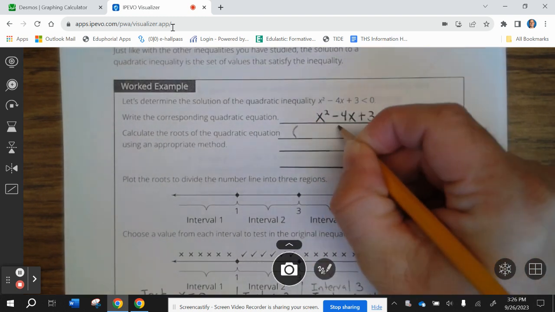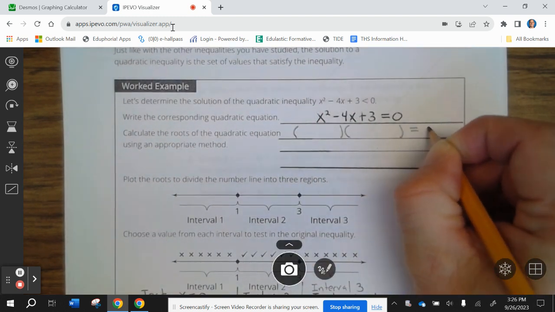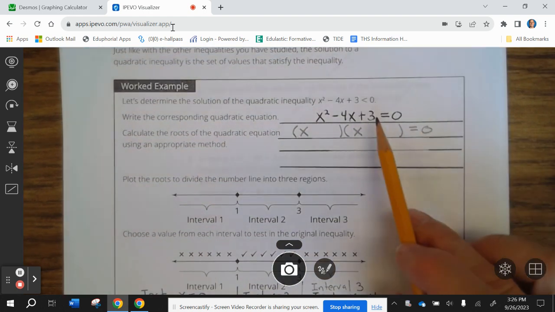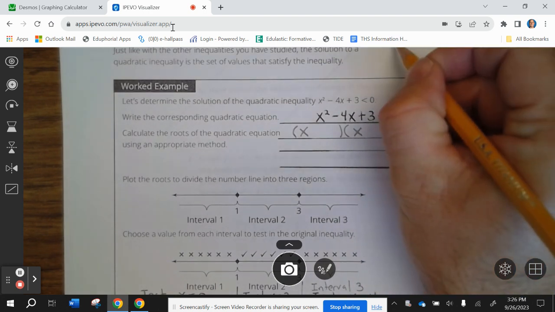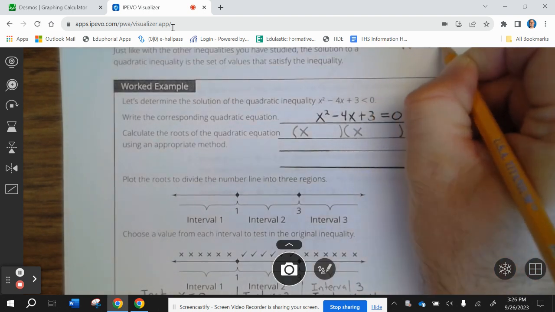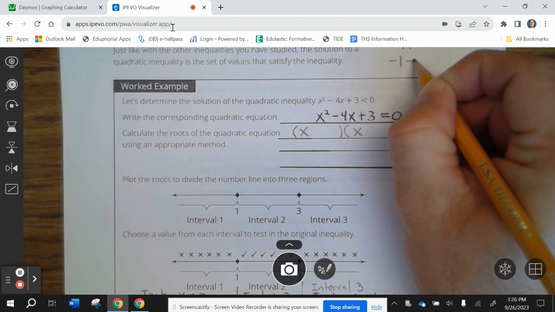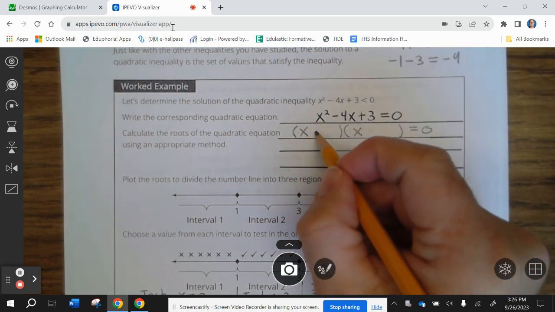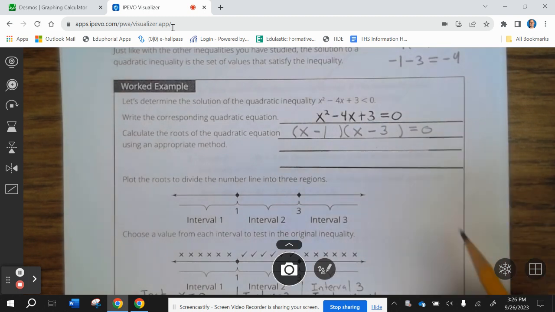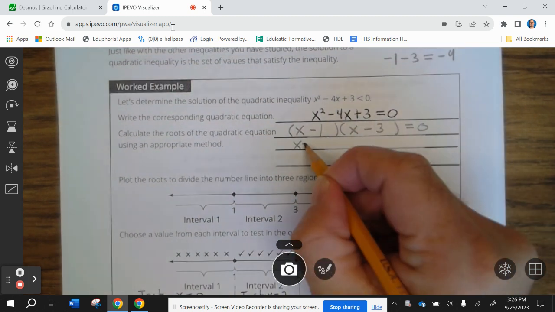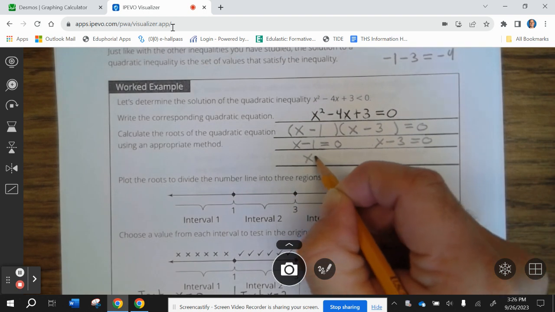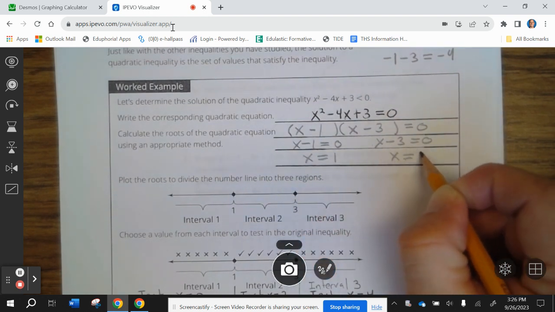So we're going to factor: two parentheses equals 0, x and x. We need to figure out what two numbers multiply to give you a positive 3 and combine to be negative 4. The only way this would be possible is if you multiply two negative numbers. So negative 1 times negative 3 is a positive 3. Negative 1 minus 3 is negative 4. So our factors are x minus 1, x minus 3. Set x minus 1 equal to 0, x minus 3 equal to 0. So x equals 1, x equals 3.